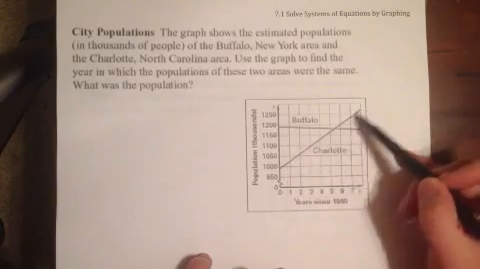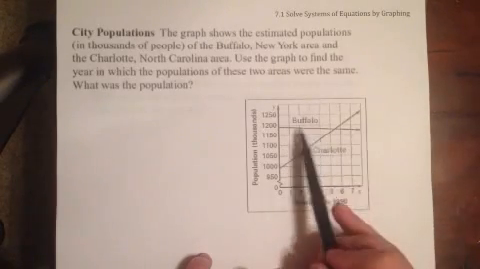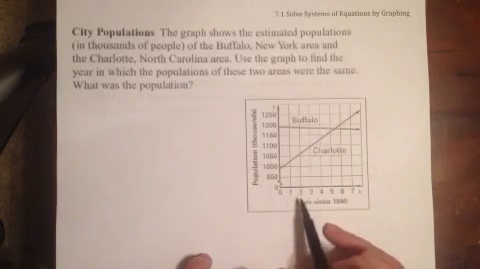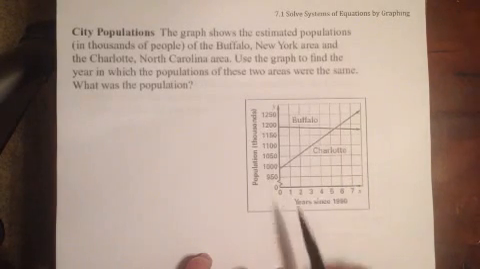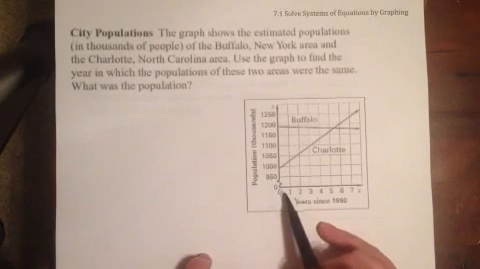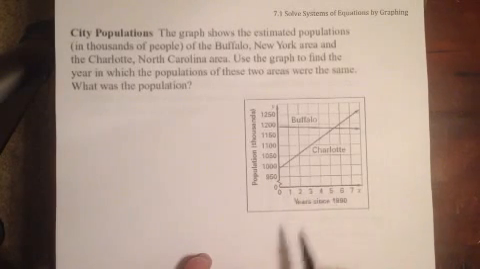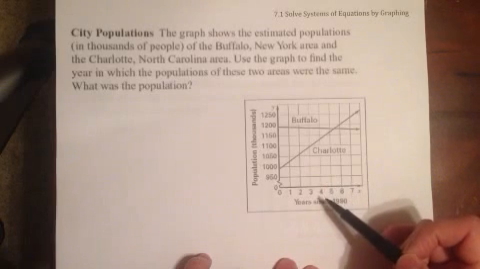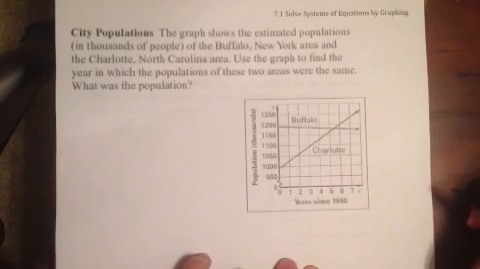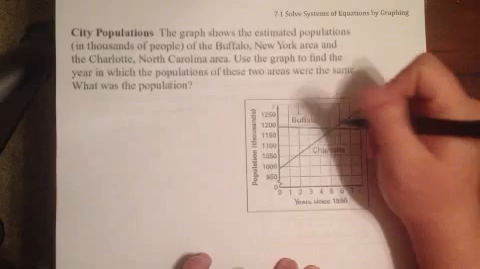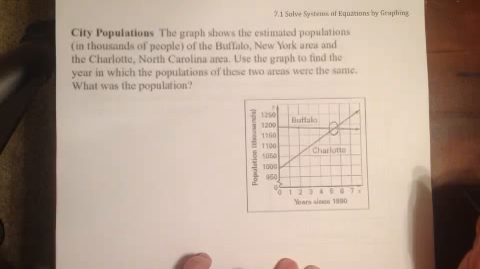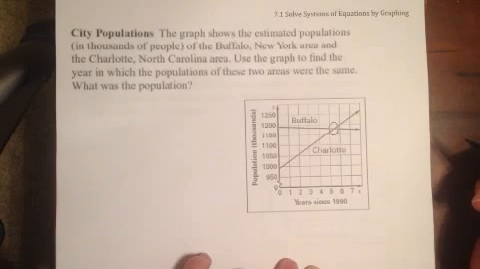The Charlotte population is going up as time goes on. Buffalo is going down a little bit as time goes on. Down here we've got the years since 1990. So this is 1990 right here, 91, 92, 93, and so on. To know when they are the same population, we're looking for where these two lines cross. When we're talking about solving by graphing, we are talking about the point at which the two equations, in this case the two lines, cross.